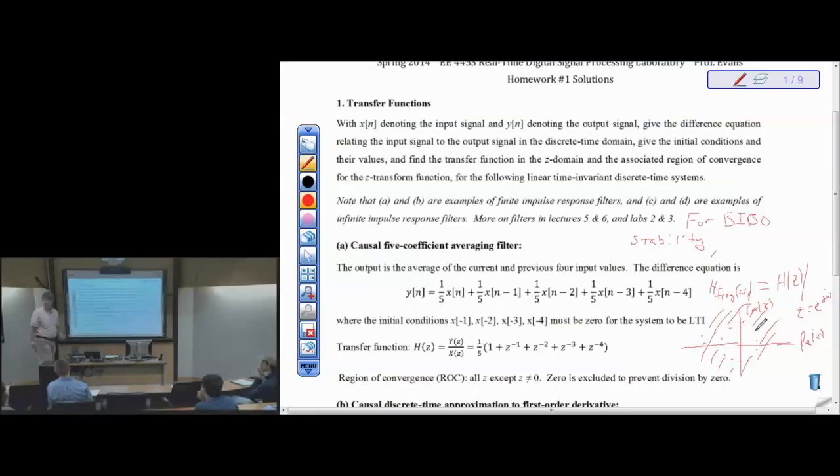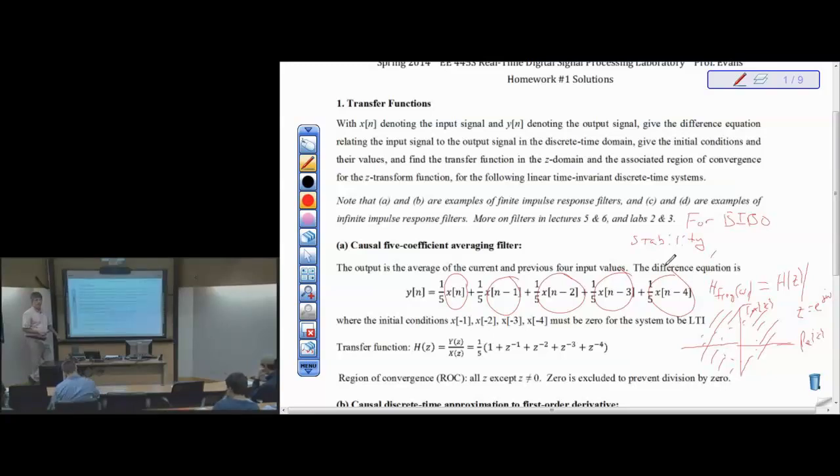So let's get on with the particular questions here. The first one was an averaging filter, and the averaging filter is really useful, and you can have as many coefficients as you want. This particular one is to take the average of the current input value, which is x of n, and average that with the previous 4 input values. And this gives us the 5 coefficient case. So I have the current input, the previous input value, 2 samples ago, 3 samples ago, and 4 samples ago.